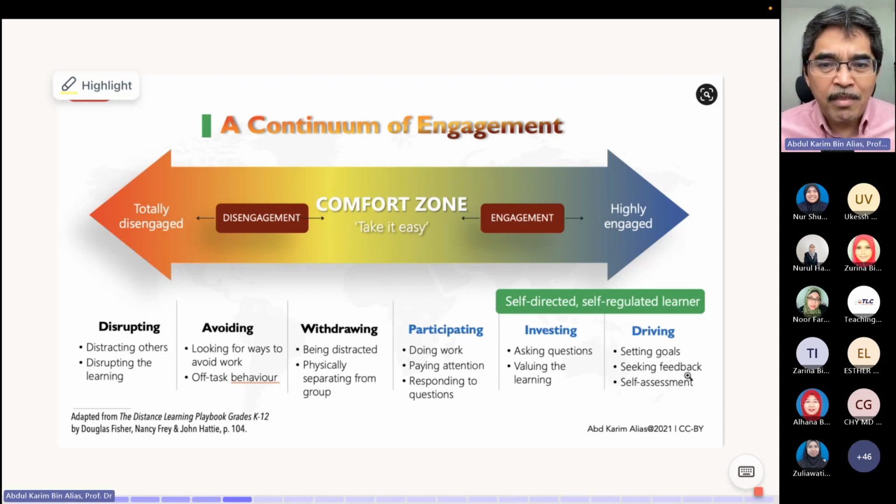Seeking feedback. You always ask your lecturer, how am I doing? You always ask your friends, ask questions and so on, and always do self-assessment or self-reflection. Always do a self-SWOT: strengths, weaknesses, opportunities, and threats. So these are the kinds of self-directed and self-regulated learners that everyone should strive to become. Although today our mind is more on the students, lecturers and teachers helping students to become self-directed learners, actually everyone should strive to become self-directed and self-regulated learners.